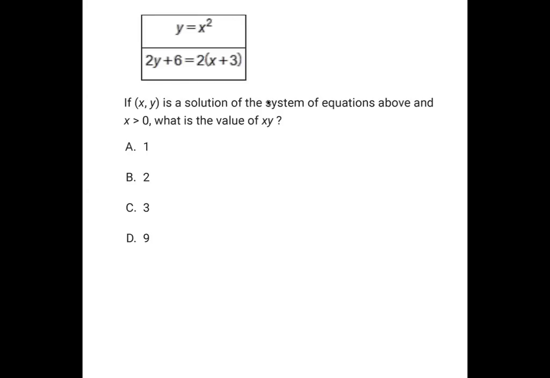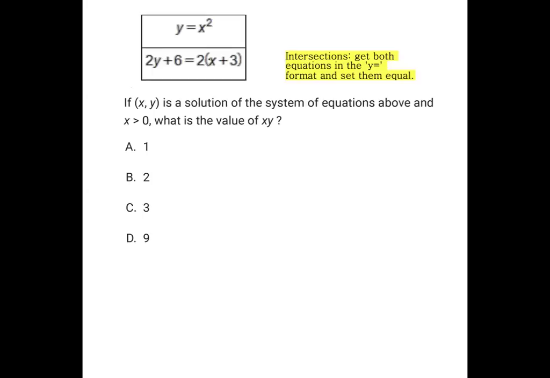We have a system of equations, which means we have two functions and we're looking to see where they intersect. And so for an intersection, we're trying to get both functions in the y equals format and set them equal. Here, one of them is already in the y equals format. The other one, we just have to do a little simplifying to make that happen.